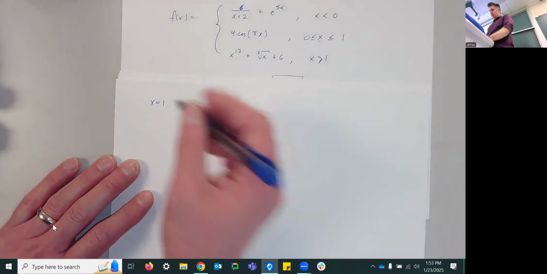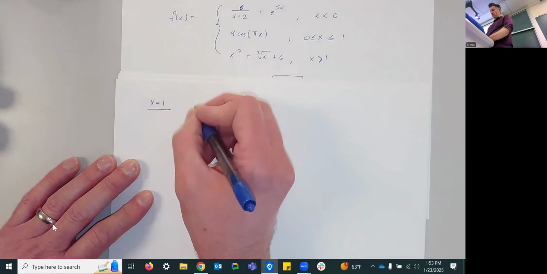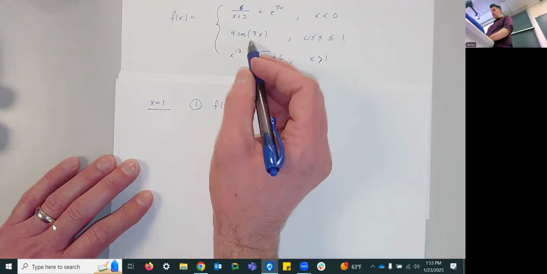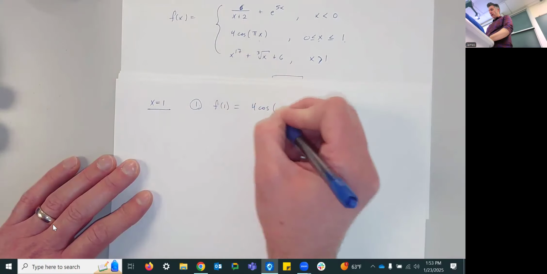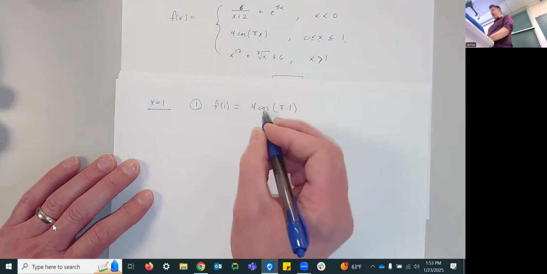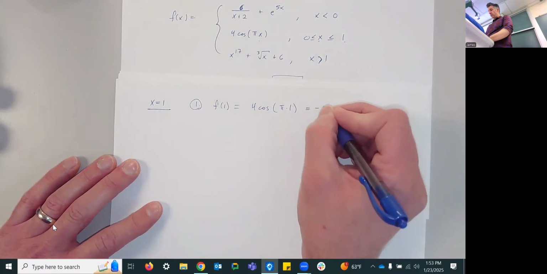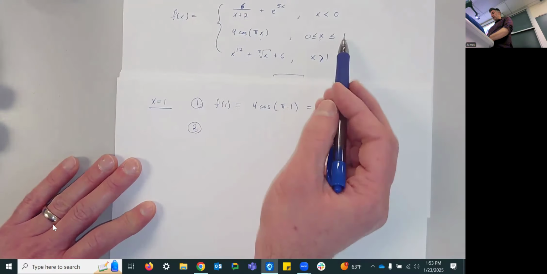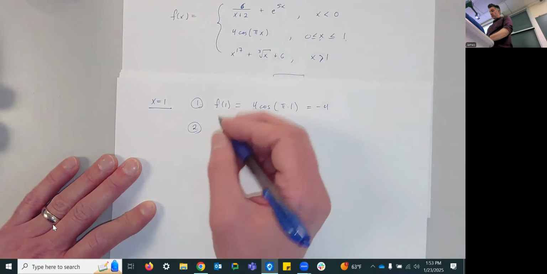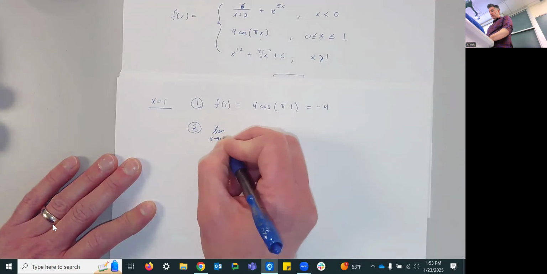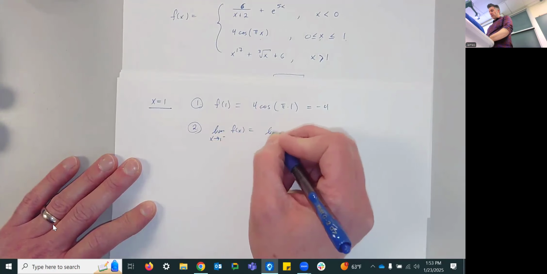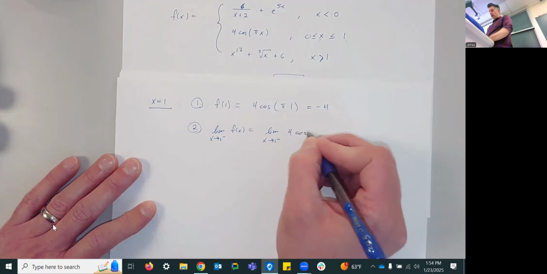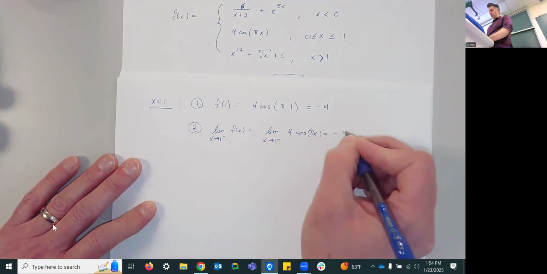Oh well. So x equal to 1, same deal. We're going to check f of 1, plugging in 1 to the piece we need to. So that's going to be 4 times cosine of pi times 1. Cosine of pi is -1 times 4 is -4. Step 2, the limit part. So again, the limit from the left side of 1 should give us the same value. So the limit as x approaches 1 from the left of f of x is equal to the limit as x approaches 1 from the left of 4 cosine of pi x, which is just going to be -4.